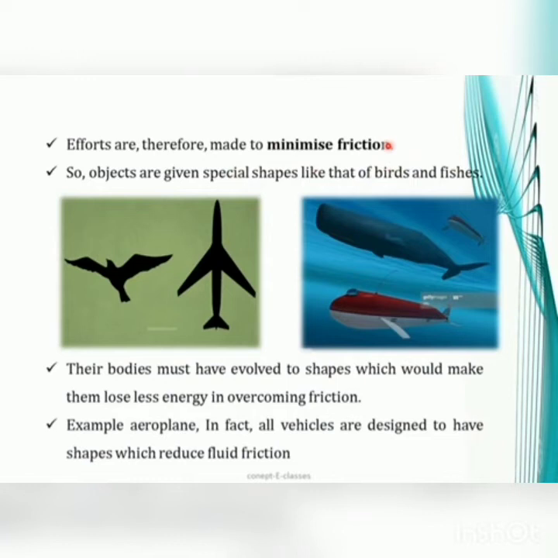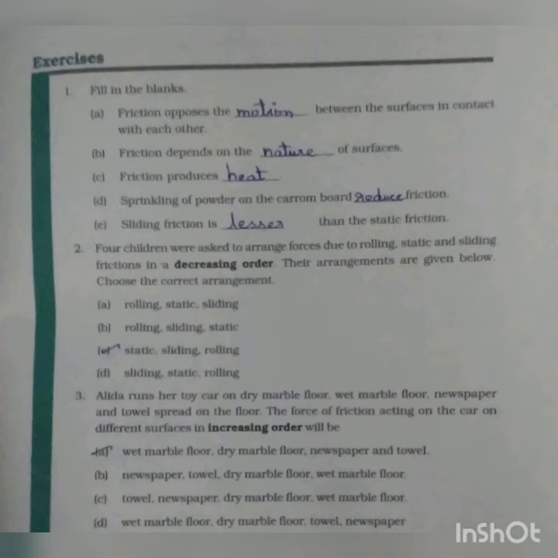Okay, children, we have all learned this lesson. Now we are going to discuss the exercise part. Now see this exercise part. Fill in the blanks. The first question: friction opposes the dash between surfaces in contact with each other. The answer is motion.